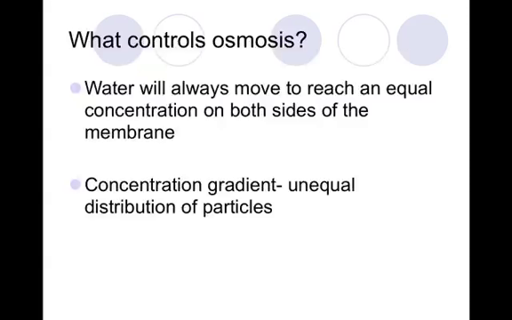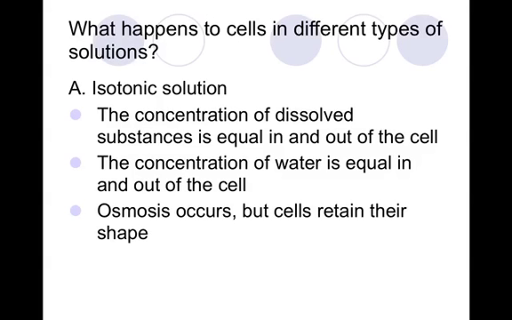Why does this happen? What controls it? Well, water always wants to move in any direction to make it an equal concentration on both sides of the membrane. A concentration gradient is created when we have an unequal distribution of the water or of the particles. So once we get that gradient created, that water is going to want to move, or those particles are going to want to move. Please always remember, though, that water molecules and particles are always moving. They don't just miraculously stop because they've reached equilibrium. What happens to cells in different types of solutions? So we're going to talk about isotonic, hypotonic, and hypertonic solutions.